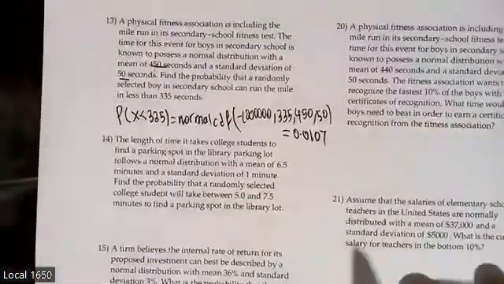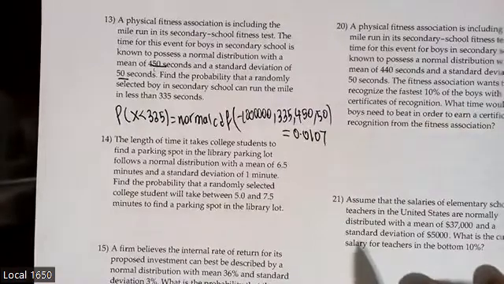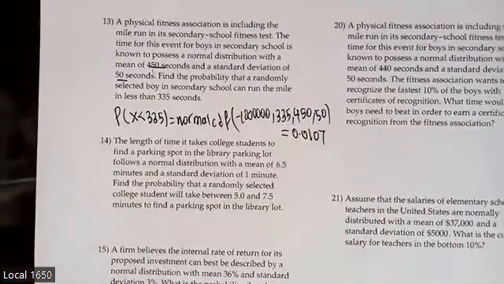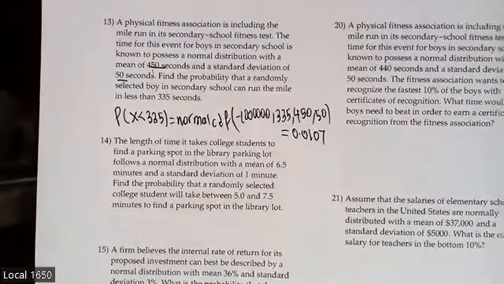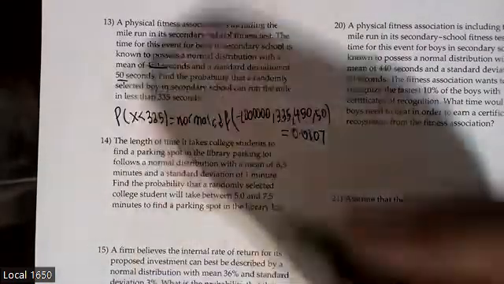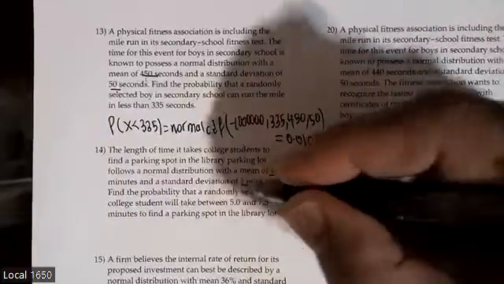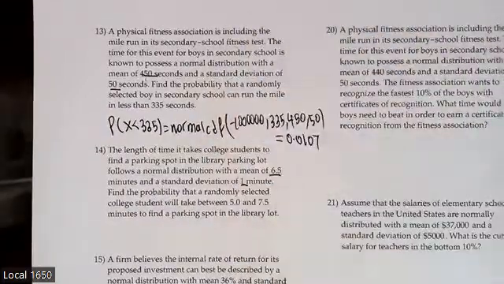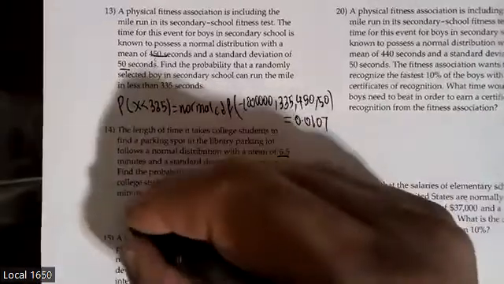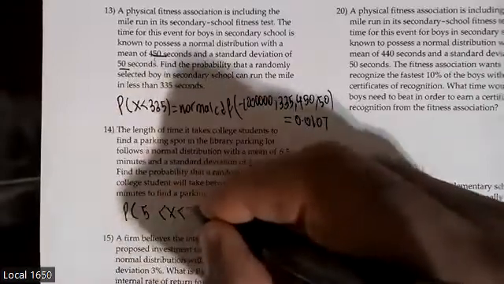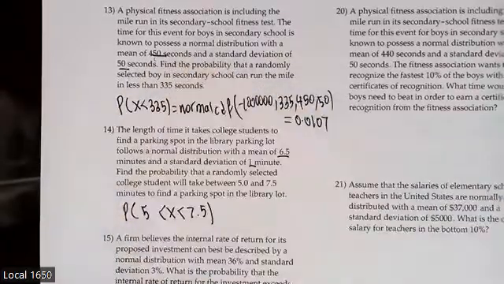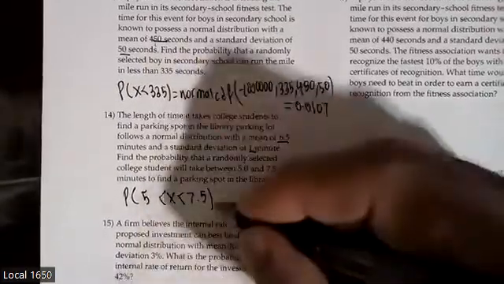All right, 14. The length of time it takes college students to find a parking spot in the library. It takes more time to read the problem than solving it, if you know what you're doing, guys. The time to find the library parking lot follows a normal distribution with the mean of 6.5 and a standard deviation of 1. What's the probability of randomly selected college students who will take between 5 and 7.5 minutes? It's always easy when he gives you in between because he gives you the lower bound and the upper bound. You like it like that? X is between 5 and 7.5.